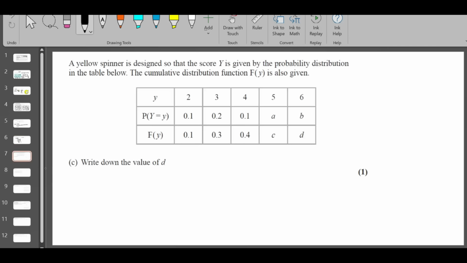Now the 2 more questions. Let's move on to part C now. A yellow spinner is designed so that score Y. They're talking about another spinner now, the yellow one. And the probability distribution with the cumulative is also given. Write down the value of D. D is the last value of the cumulative. In a cumulative distribution table, the last value will always be 1. Because the last value is basically the sum of all these values. Sigma P of X is 1, right? When we add all the probabilities. So remember this, the last value in the cumulative will always be 1.